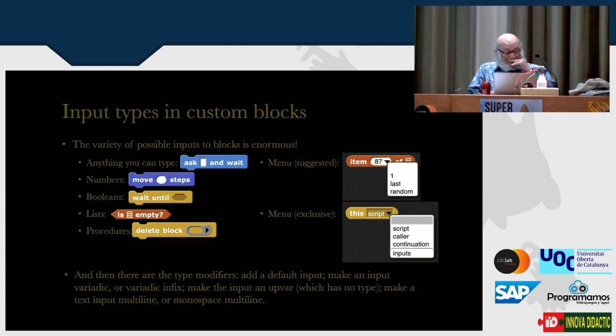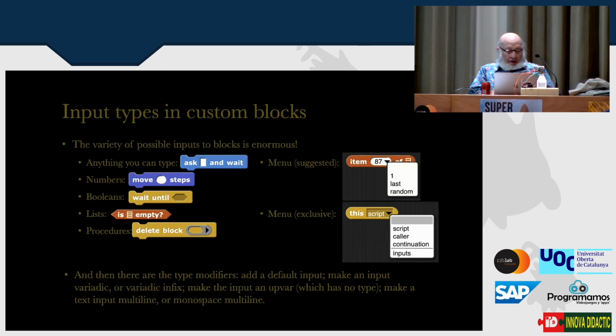You can make it an upvar, which I'm not going to talk about because I'm running behind already. You can make a text input multi-line so that you can type a carriage return into it. Or monospace multi-line, which is what you want to use for computer programs. So all of those things need to be doable in creating a custom block.